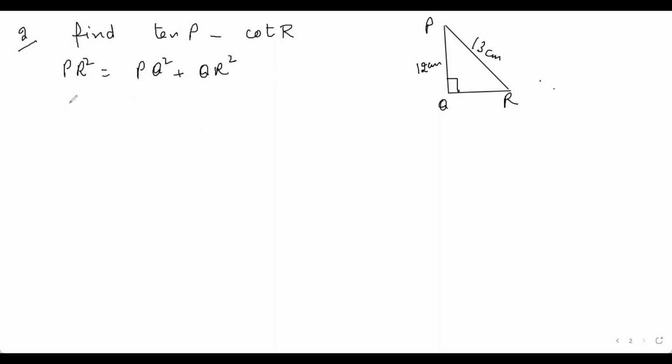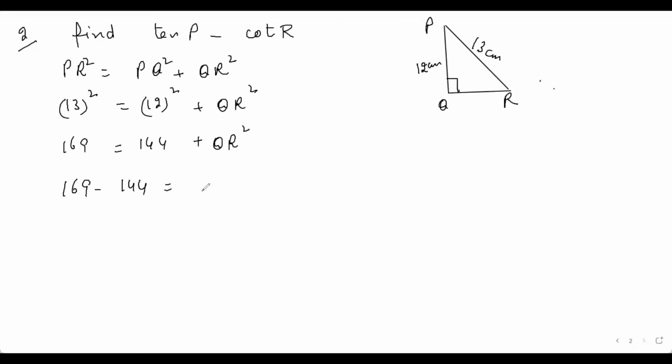Now PR is 13 whole square. PQ is 12 square plus QR square. 169 is equal to 144 plus QR square. 169 minus 144 is equal to QR square. 25 is equal to QR square. It means QR is equal to 5. It means this is 5 centimeter.